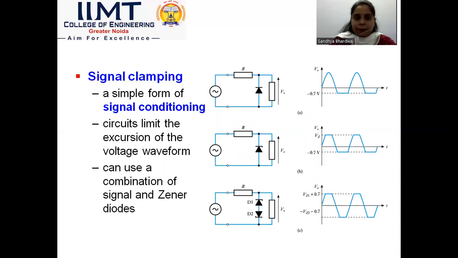Signal clamping, a simple form of signal conditioning. Signal clamping circuits limit the excursion of the voltage waveform, and can use a combination of signal and Zener diodes.